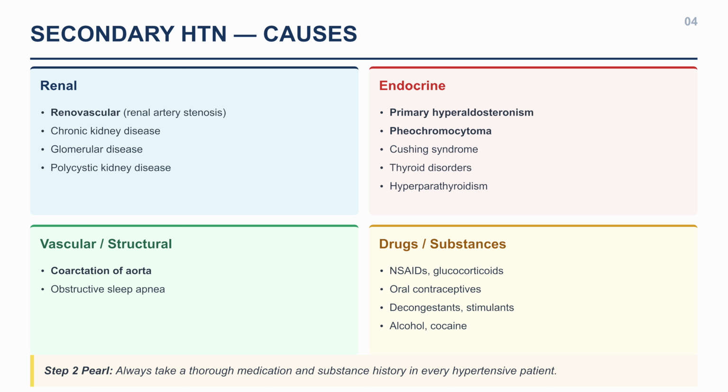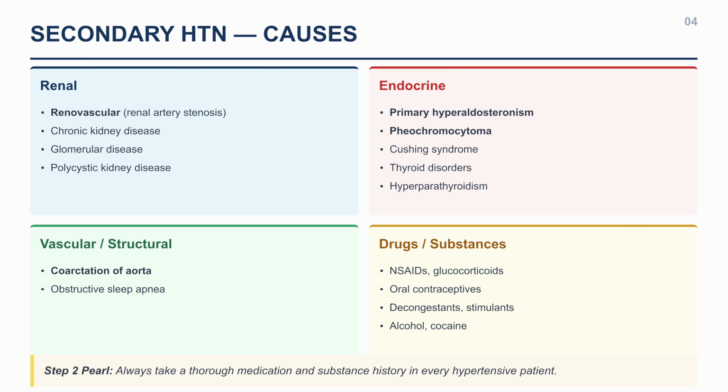Secondary causes of hypertension fall into 4 categories. First, renal causes. These include renovascular hypertension from renal artery stenosis, chronic kidney disease, glomerular disease, and polycystic kidney disease. Second, endocrine causes. Primary hyperaldosteronism, also known as Conn's syndrome, pheochromocytoma, Cushing syndrome, thyroid disorders, and hyperparathyroidism.